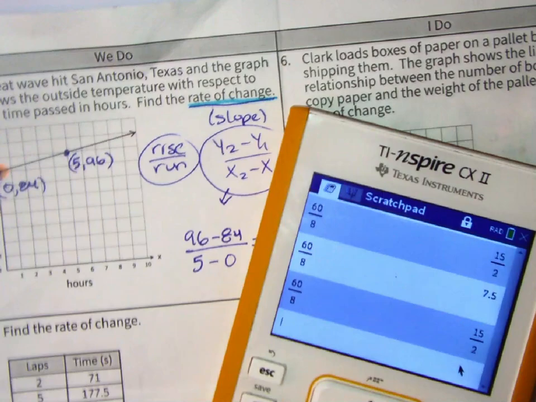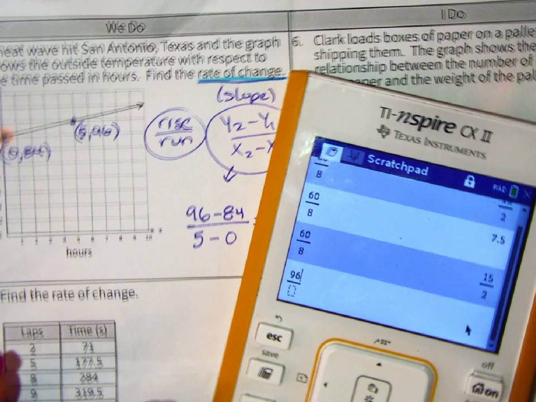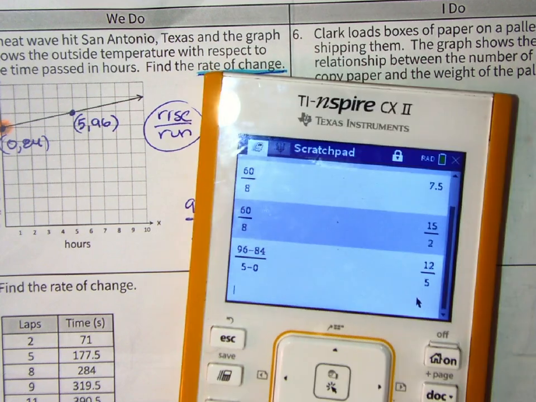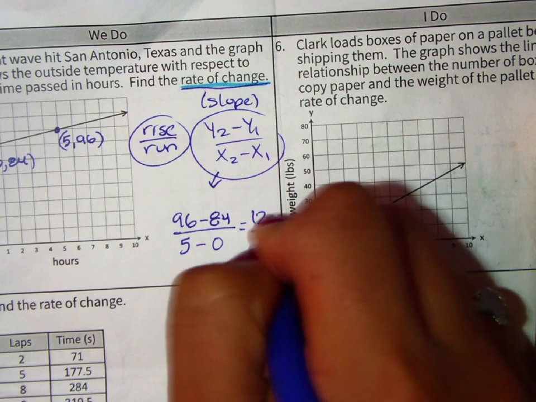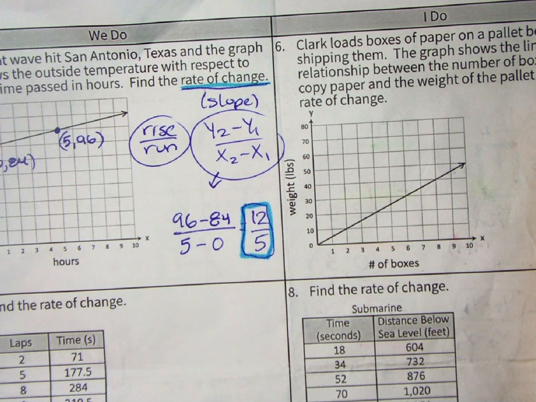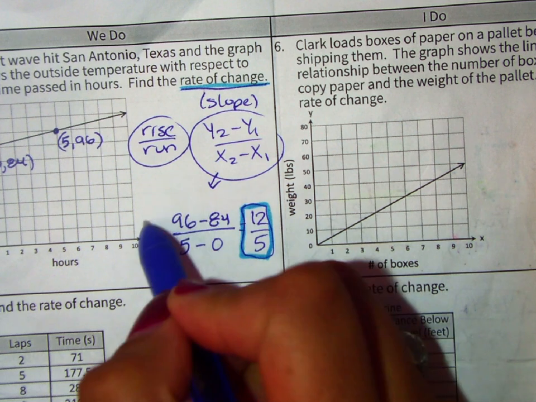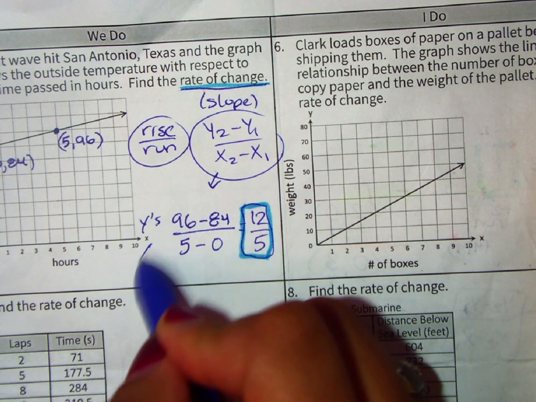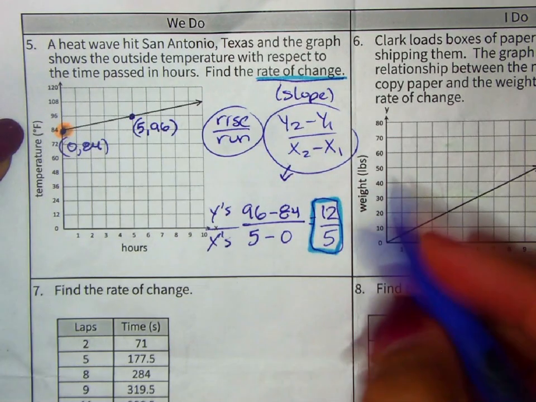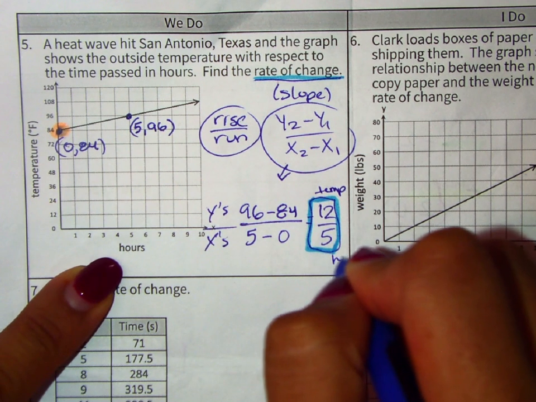So using your calculator, you can set up a division by control divide and just type 96 minus 84 over 5 minus 0. And it gives you the answer of 12 over 5. So this is the slope, but because it's rate of change, we have to interpret that in what it represents. So it goes back to looking at the top. The top is your y's, and the bottom is your x's. So 12 is the y, which is the temperature. And then 5 is the x, which is the hours.